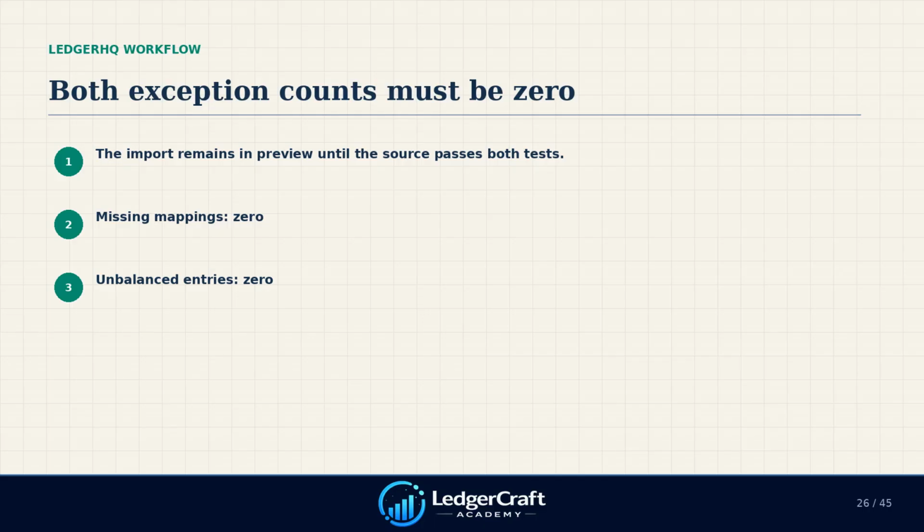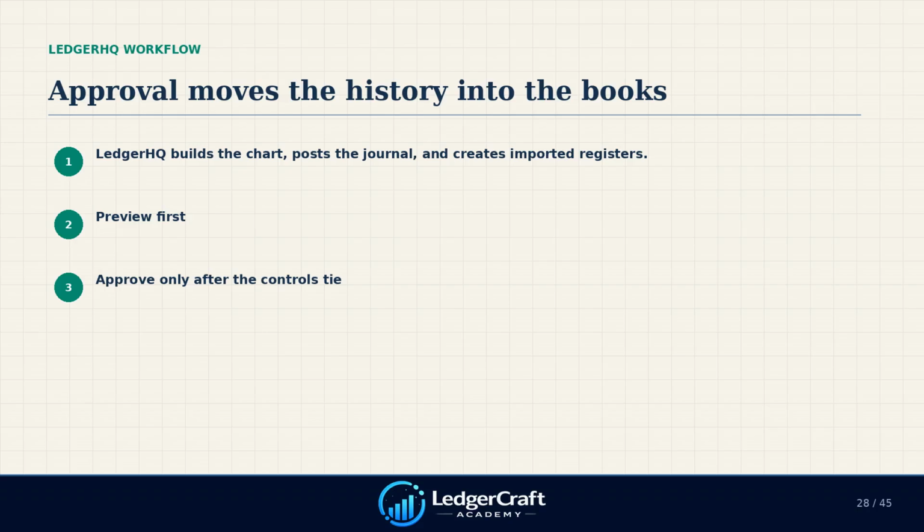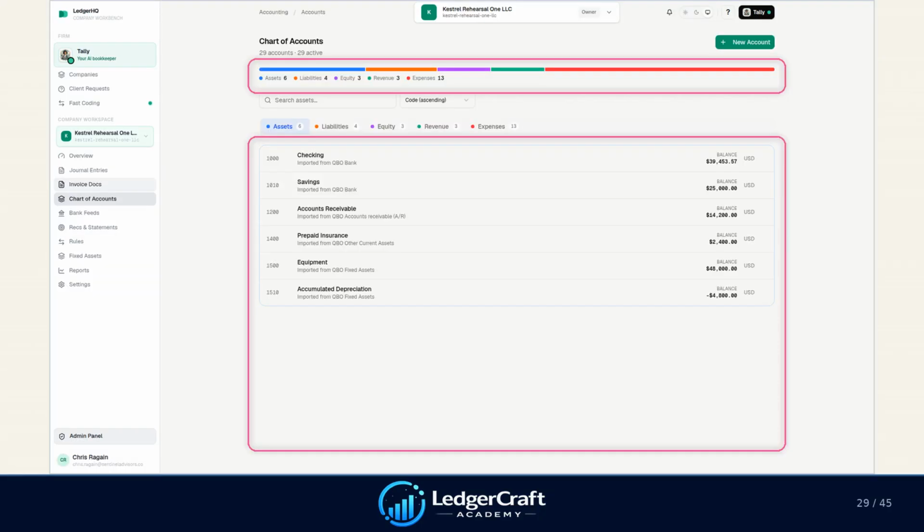Before approval, missing account mappings and unbalanced entries must both read 0. Once everything agrees, select Approve. After approval, LedgerHQ builds the chart, posts the journal history, and creates the imported bank and credit card registers. Now we are back in the product. Kestrel Rehearsal One has 29 active accounts. The visible summary shows 6 assets, 4 liabilities, 3 equity accounts, 3 revenue accounts, and 13 expense accounts.